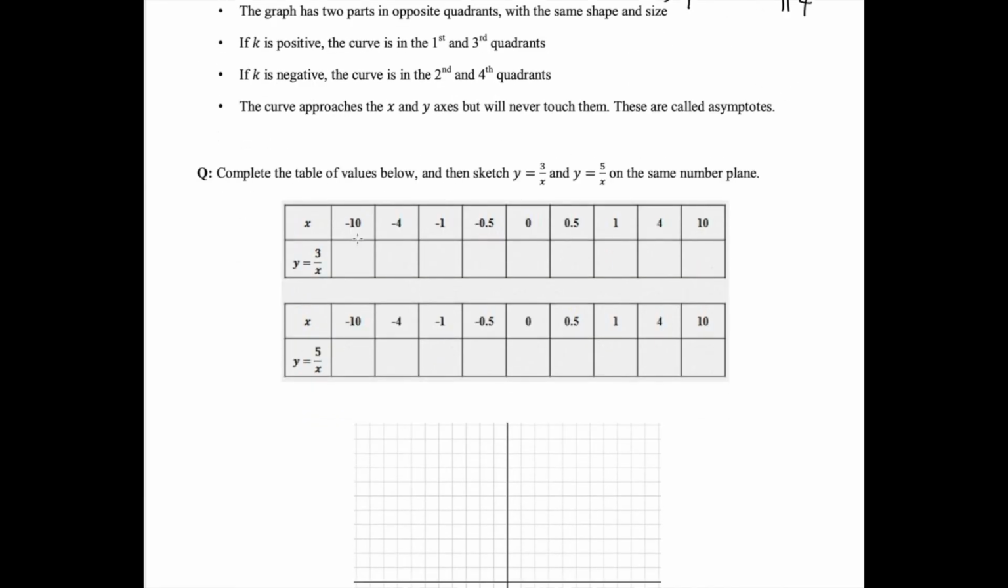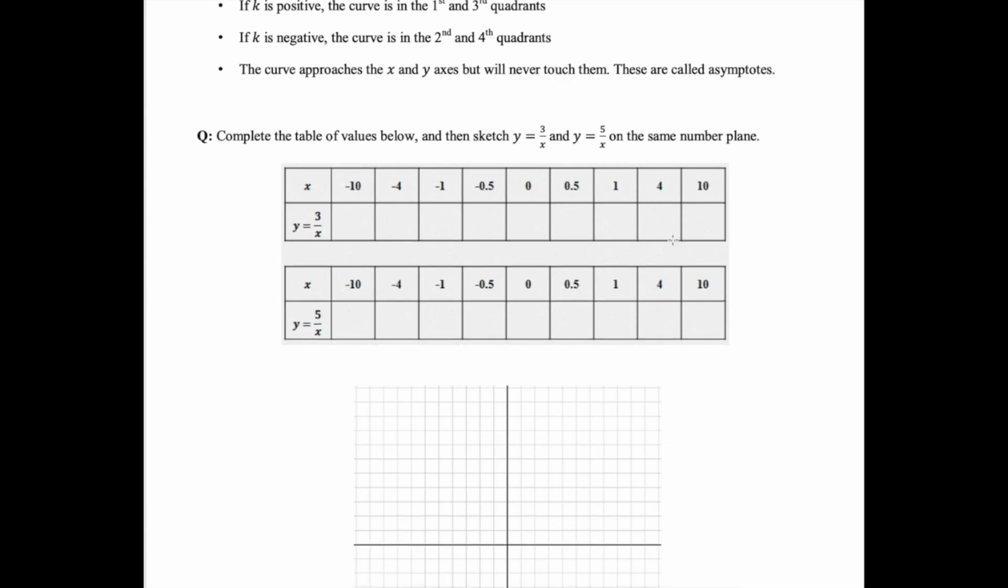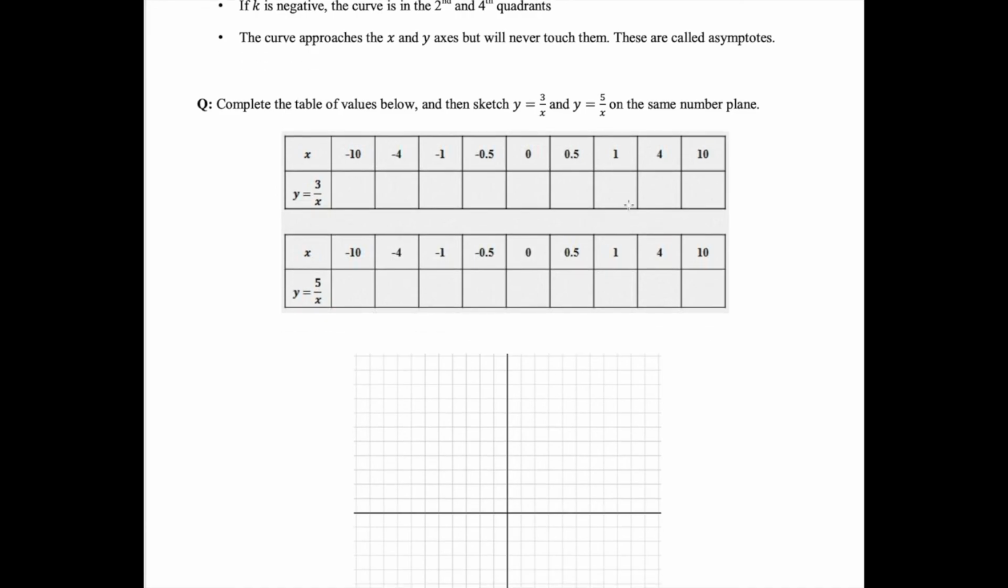Alright, so now this question is going to ask you to sketch y is equal to 3 over x and y equals 5 over x on the same number plane. This is basically trying to tell you how they're different, even though their shapes would generally look quite similar. So I'm just going to do this. There's really no quick way to do it because I have to plot out all the points, because I want to make sure I draw a nice looking graph.